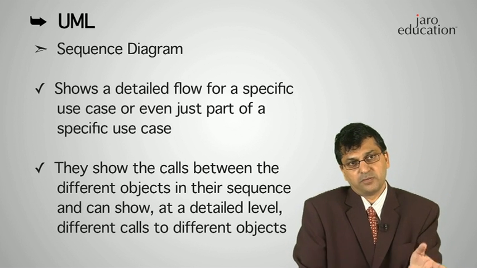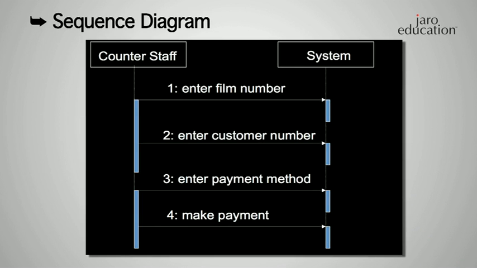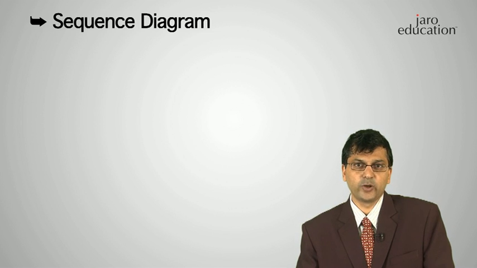I'll take the example of the video rental scenario that I was talking about earlier. I am a customer. I am going and want to rent a video. So the counter staff will enter the film number, which will be validated by the system. Then the counter staff will enter my customer ID, which will again be validated in the system, whether I am a valid customer or not. Then I will select the payment method and make the payment. So very simple, 1, 2, 3, 4 interaction between counter staff and system. Done. But this is not really helping. It's not really explaining what exactly is going on within the system.